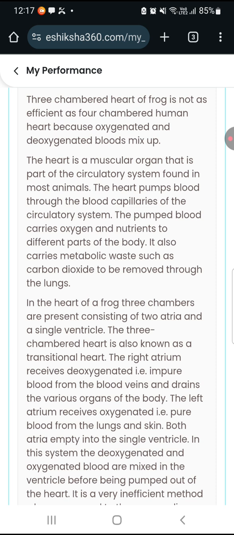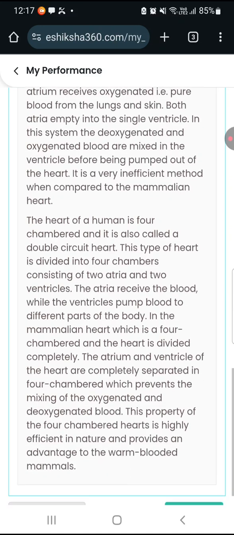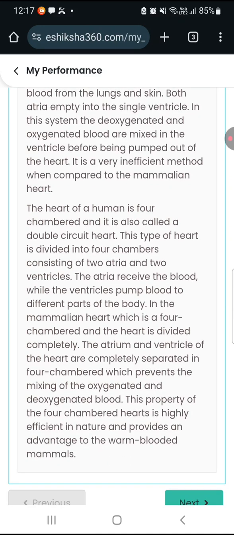Both atria empty into the single ventricle. In this system, the deoxygenated and oxygenated blood are mixed in the ventricle before being pumped out of the heart. It is a very inefficient method when compared to the mammalian heart. The heart of a human is four chambered and it is also called a double circuit heart.